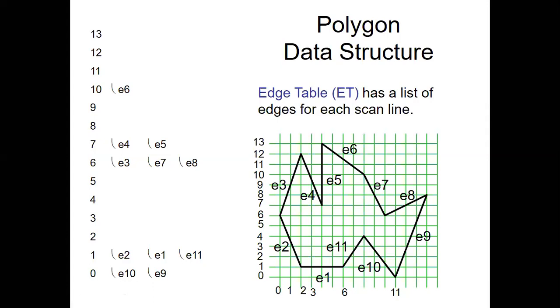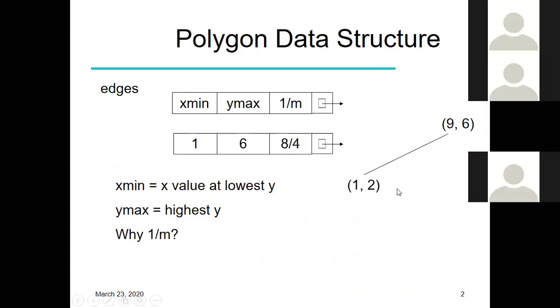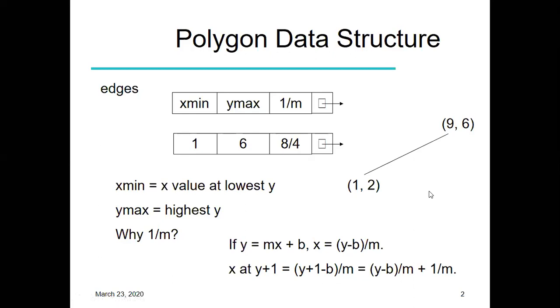Now, in order to fill this, there are some prerequisites, and that prerequisite starts from this. I'm talking about the mathematics now. Let us take this edge, an edge starting from 1, 2 to 9, 6. You can carefully earmark this as x min, y min, and this as x max, y max, right?